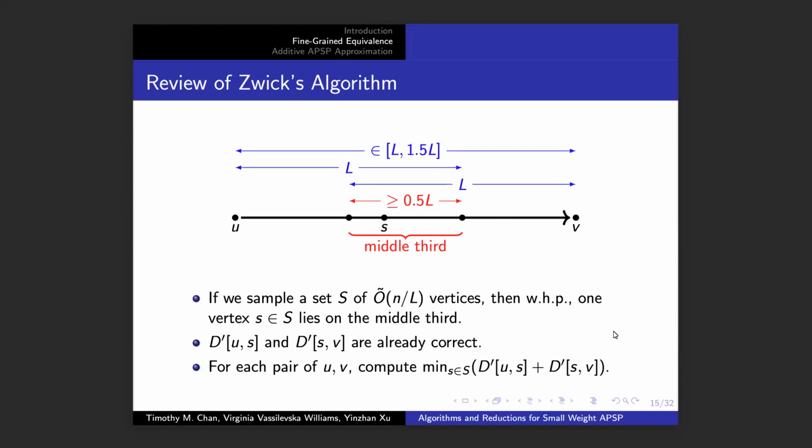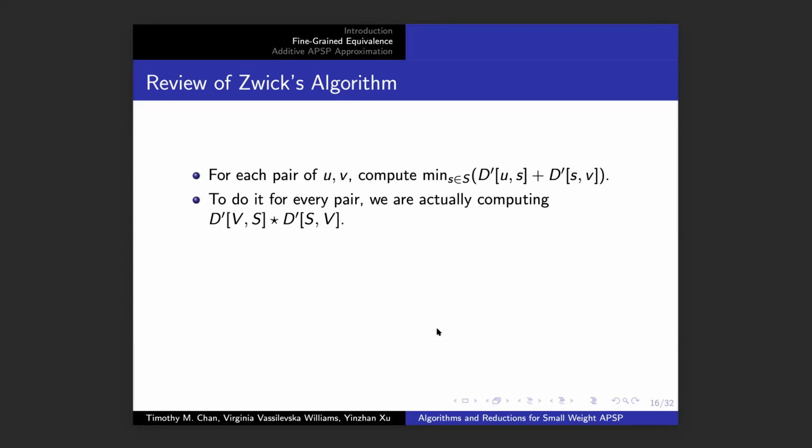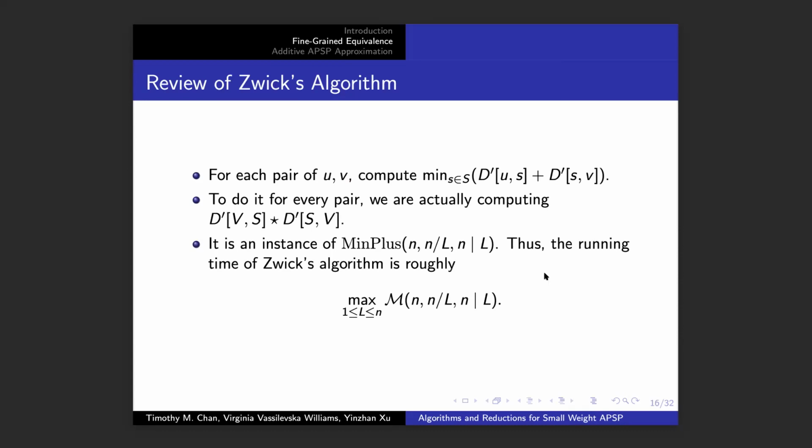And notice that since the distance from u to s and the distance from s to v are bounded by L, D'_us and D'_sv are already correct. That means D'_us plus D'_sv equals D_uv. Therefore, for every pair u, v, we just need to compute the minimum value over s in S of D'_us plus D'_sv. And this is exactly a min-plus product instance. Here we are using D'_VS to denote a submatrix of D', where the first coordinate can be any vertex, and the second coordinate must be a vertex in the sampled set. So the dimension of this min-plus product is n by n over L by n, and all the weights are either infinity or bounded by L. So it's an instance of min-plus (n, n/L, n) with weight L.